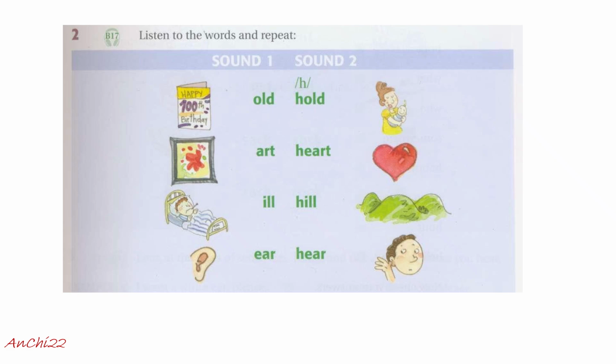2. Old, hold, art, heart, ill, hill, ear, here.